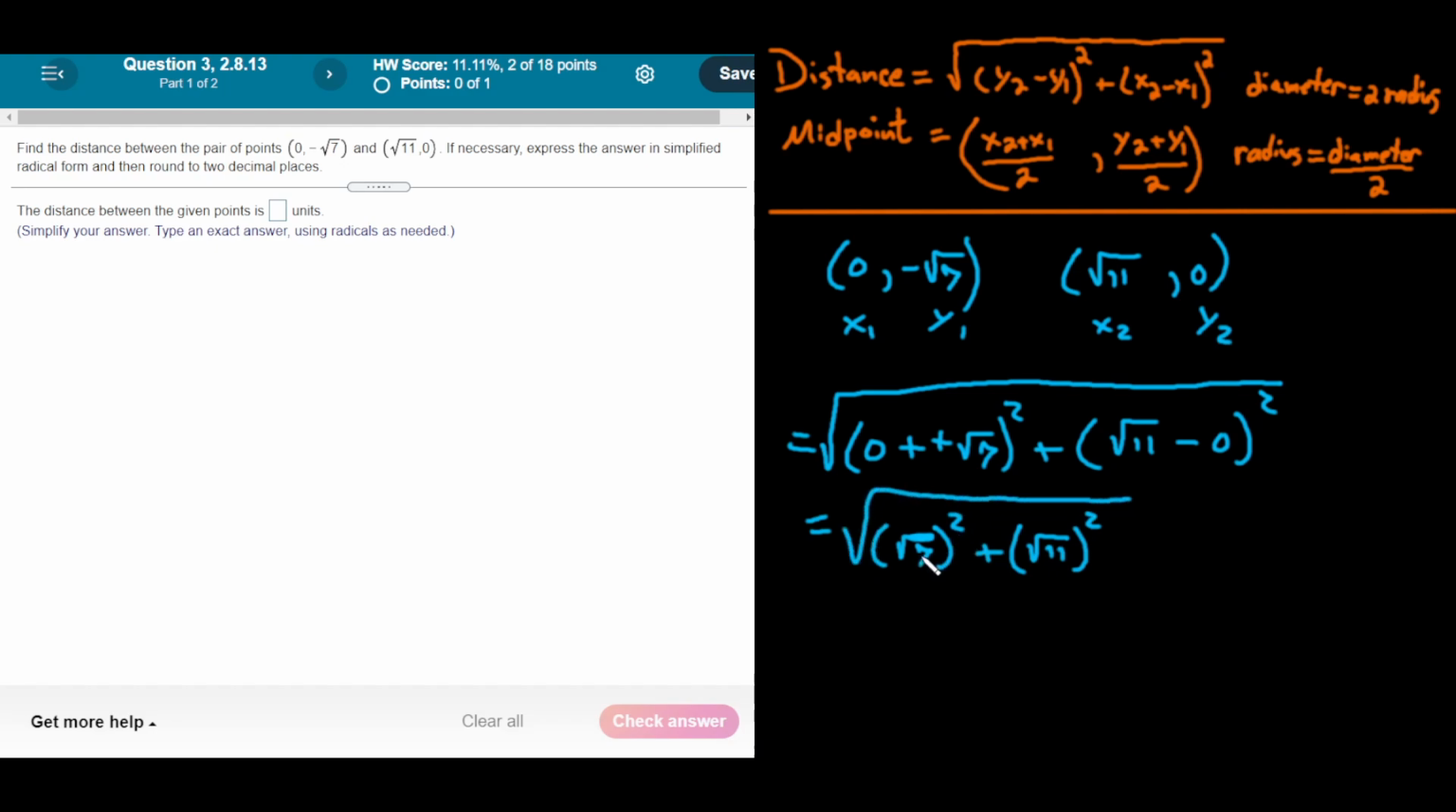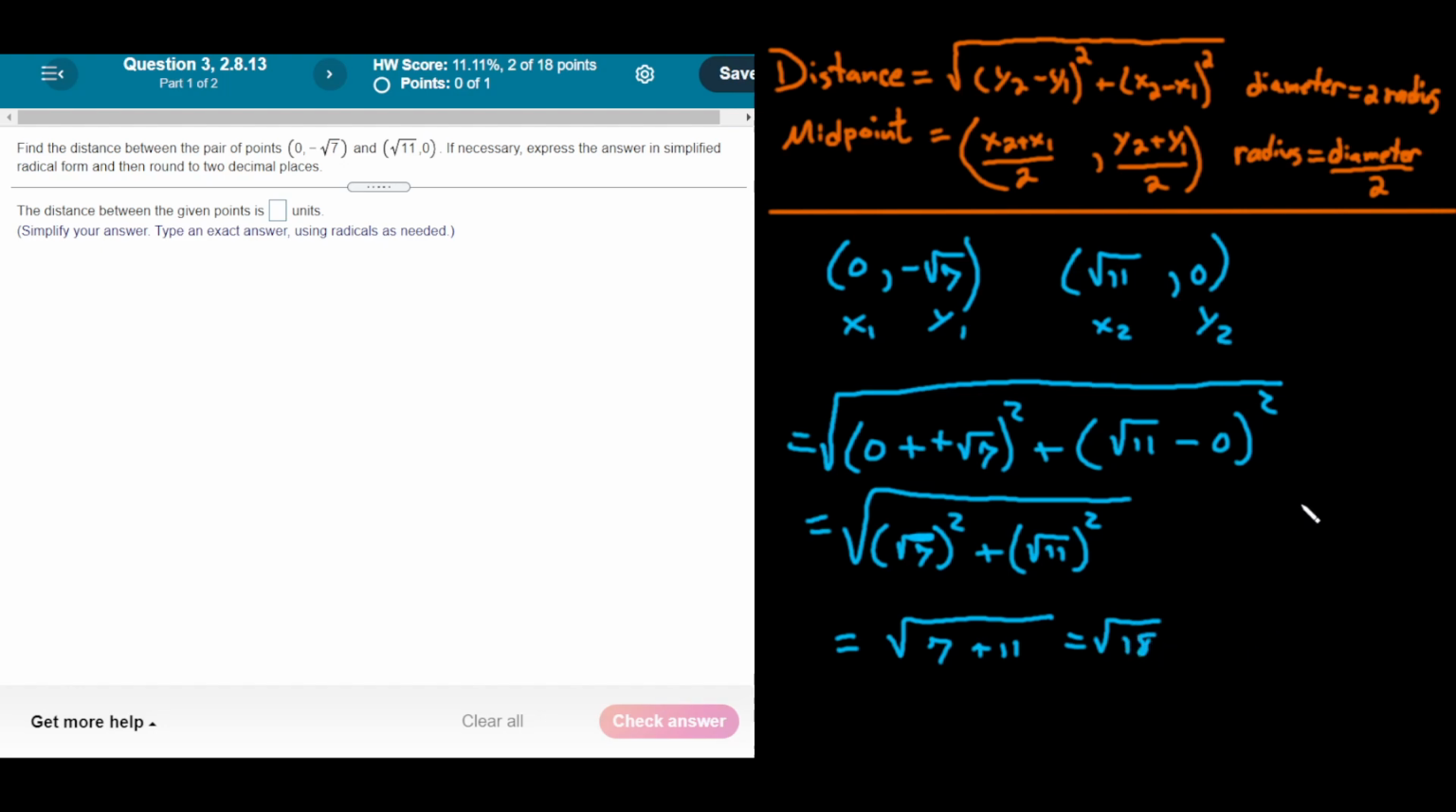Now we're squaring a radical. Whenever you square a radical, you just get the number 7. We're squaring this radical, we're just going to get 11. Right? Because squaring cancels out the square root. Okay, so now we have the square root of 7 plus 11, which is 18.